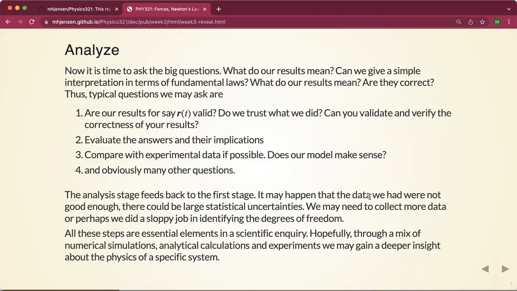When you run things numerically, if you look at the parameter delta t, which we put up, it may happen that the parameter is not fine enough. So you would have to make it smaller in order to get a stable solution. Experimentally, that means that you may have to collect more data. All these steps are actually the essential elements in scientific inquiry.